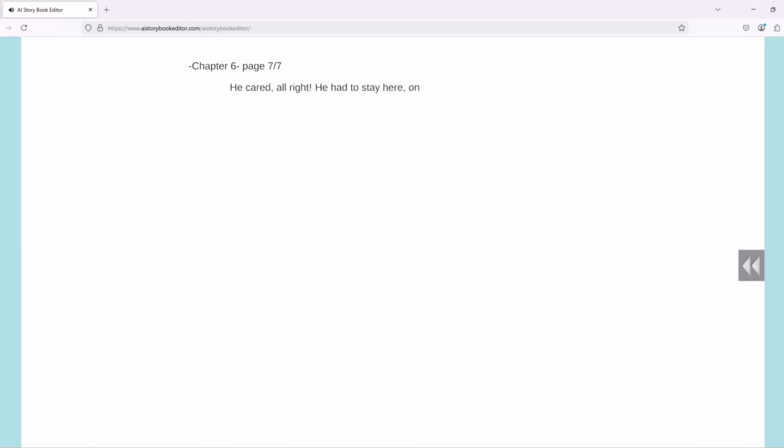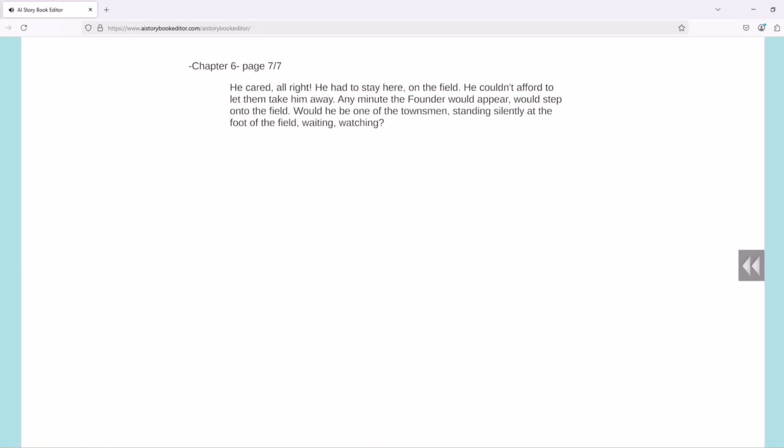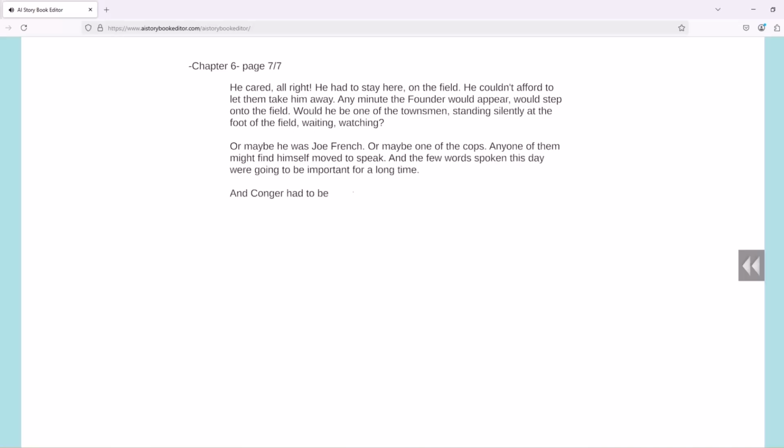He had to stay here on the field. He couldn't afford to let them take him away. Any minute the founder would appear, would step onto the field. Would he be one of the townsmen, standing silently at the foot of the field, waiting, watching? Or maybe he was Joe French. Or maybe one of the cops. Any one of them might find himself moved to speak, and the few words spoken this day were going to be important for a long time. And Conger had to be there, ready, when the first word was uttered.